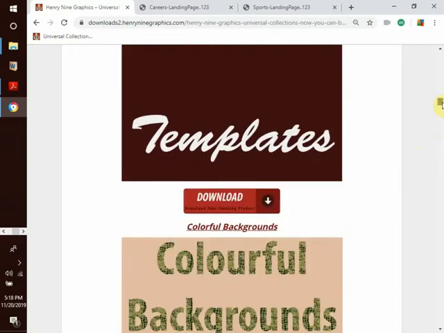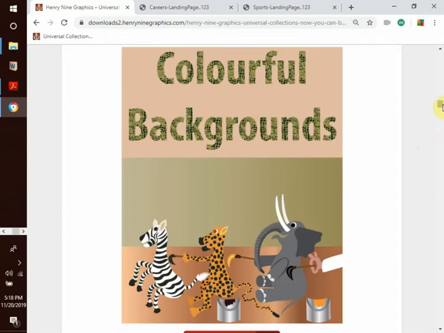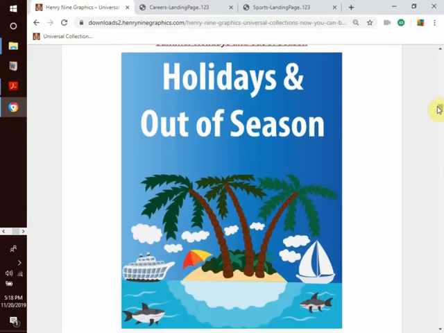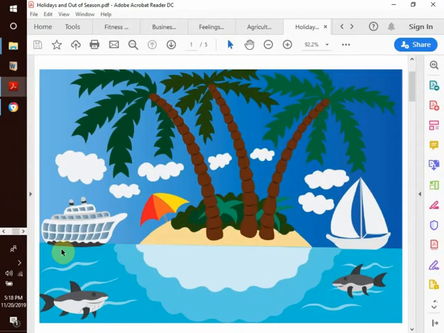We go to our next topic, which is colorful backgrounds, like patterns or single colors you can use in your design. You have holidays and out of season. Everyone wants to spend a part of their lives relaxing on a beautiful island in the Pacific or in the Indian Ocean. Maybe there's some sort of paradise island in the Atlantic Oceans.